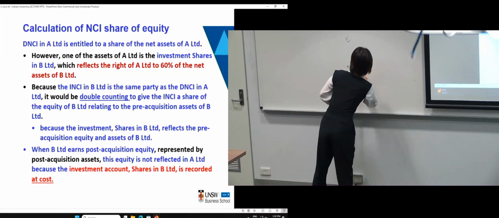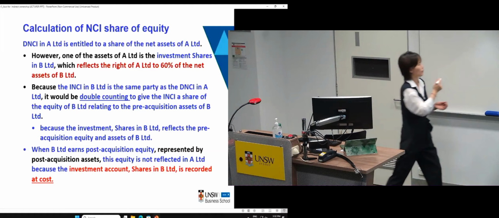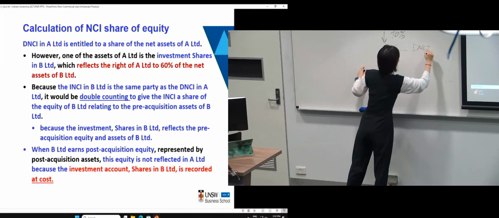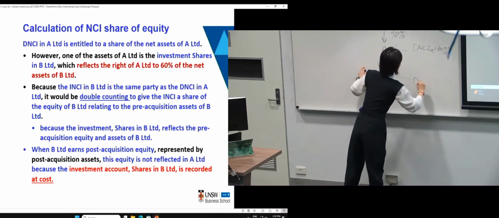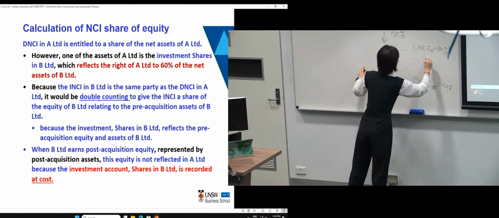So in our original group structure, P acquired 70%, right? And A acquires 60% interest in B. So this is our original group structure. And we have a DNCI in A that is 30%, and we have DNCI in B, that is equal to 40%. Okay? And this party also has an INCI interest in B Limited that is equal to 80%.